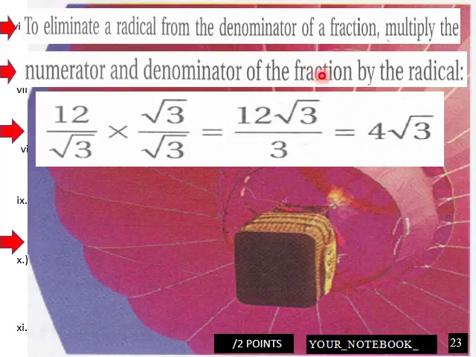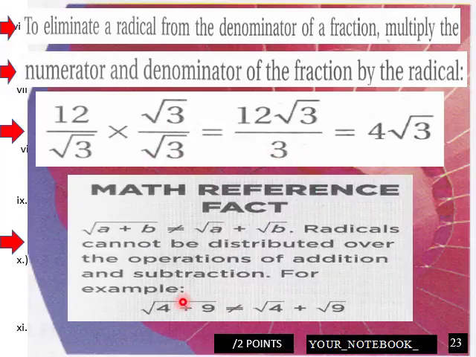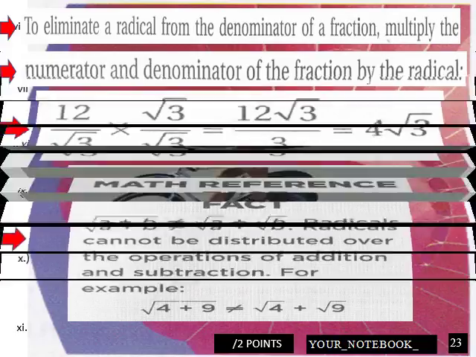To eliminate a radical from the denominator of a fraction, multiply the numerator and denominator of the fraction by the radical itself. To rationalize the denominator is really what that's called. And then here is a reference fact over the operation of addition. For example, the square root of 4 plus 9 does not equal the square root of 4 plus the square root of 9.